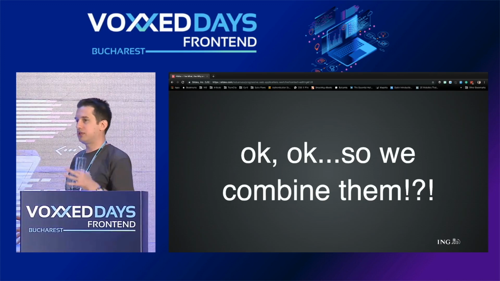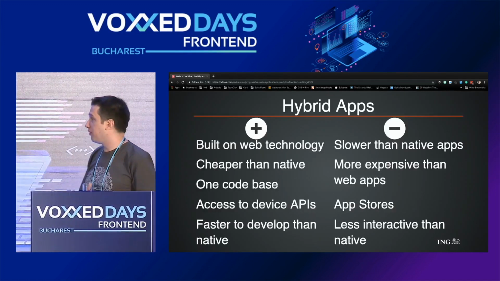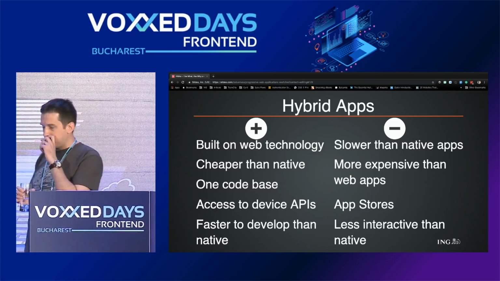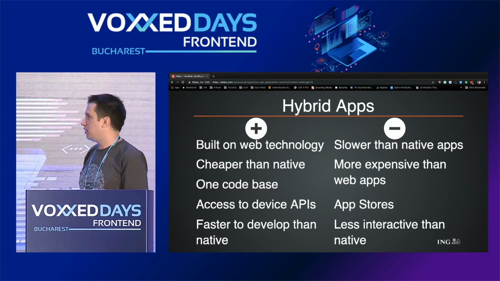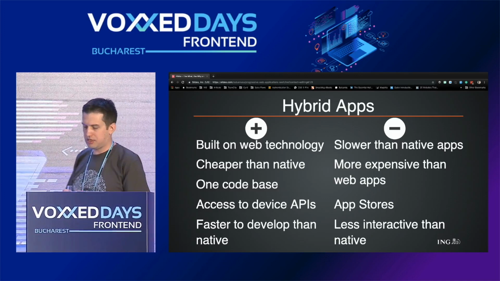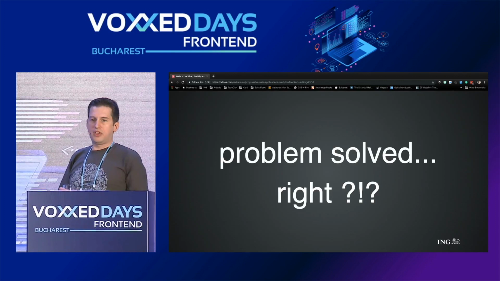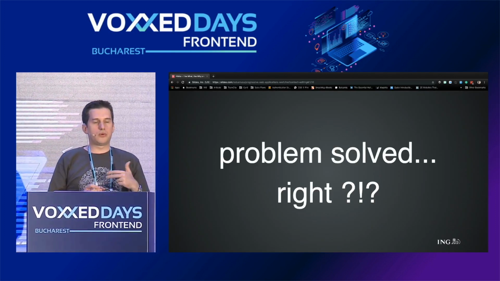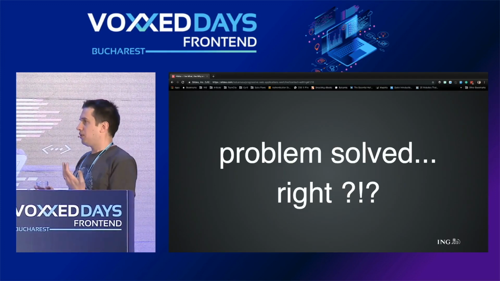So, what do we do? We take the best from one, we take the best from the other, we combine them, okay? Well, we end up with this. Built on web technology, you have one code base. You can access device APIs through wrappers like Cordova, for example. And they are not the same as native apps. And you might think I forgot about NativeScript, React Native, and Flutter from Google, which give you, let's say, native-like applications. Okay, so we have that.